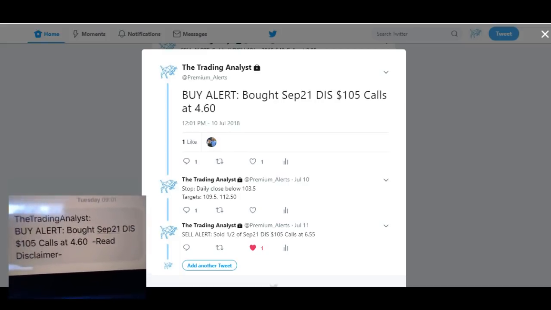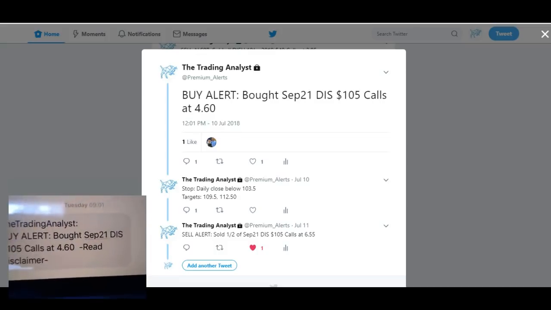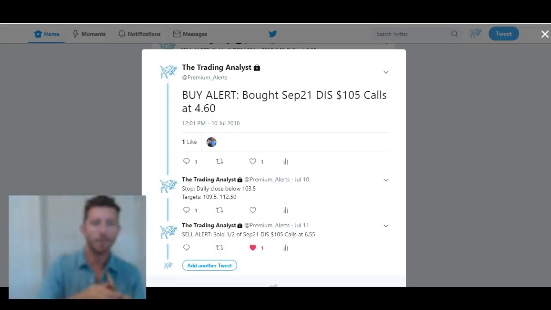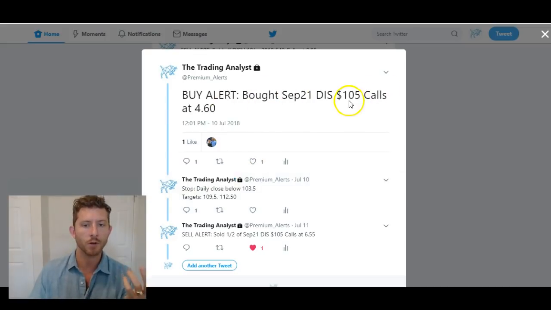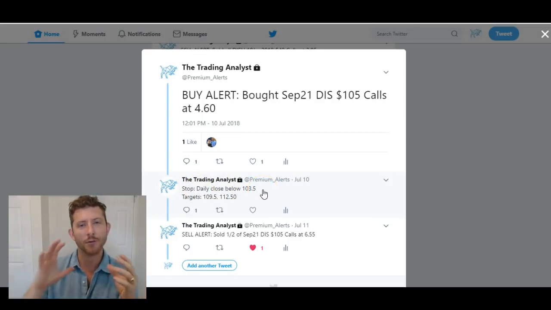Bought the September 105 calls at 460, and then you can see right here on the private Twitter feed we put the same alert right there just a few seconds later. So we initiated that long position. We put it on the private Twitter feed.